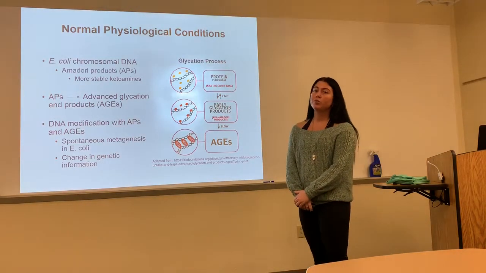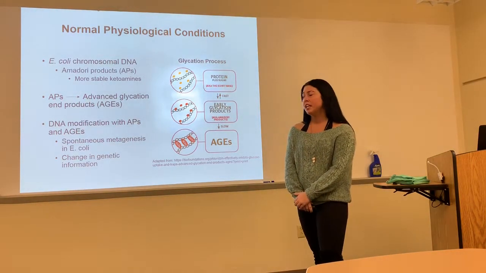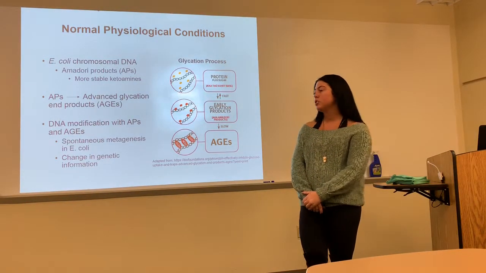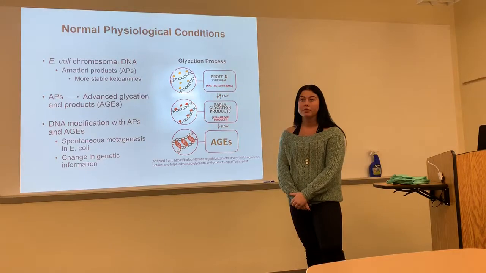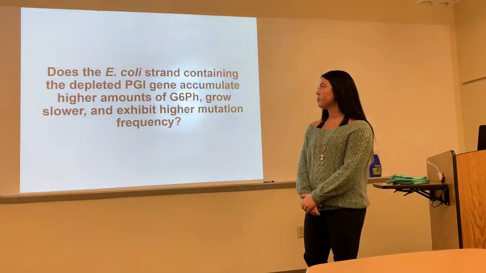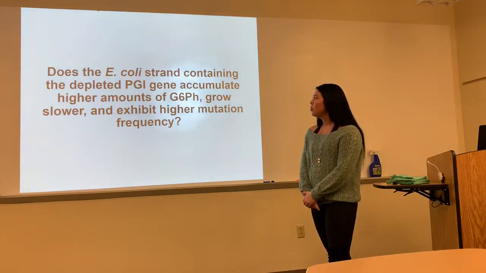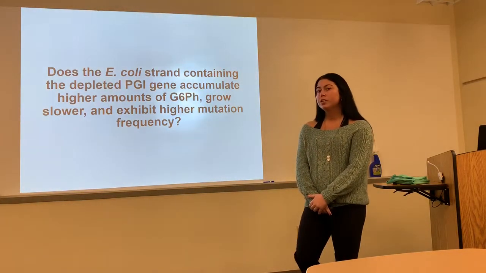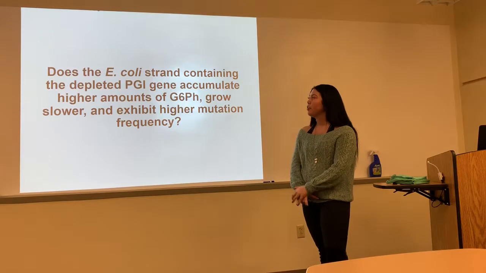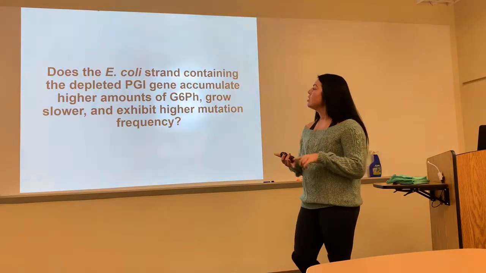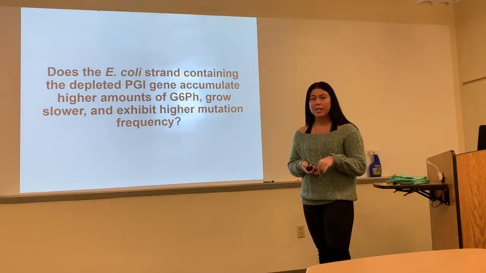DNA modification with these AP products and AGEs leads to spontaneous mutagenesis in E. coli, which is just a change in the genetic information. The main question that they wanted to look at was, does the E. coli strain containing the depleted PGI gene accumulate higher amounts of G6-phosphate? Does it grow slower? And does it exhibit higher mutation frequency?